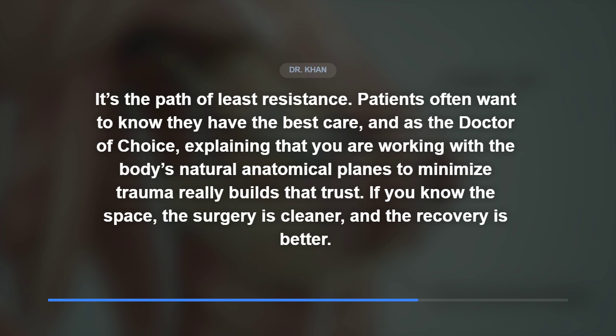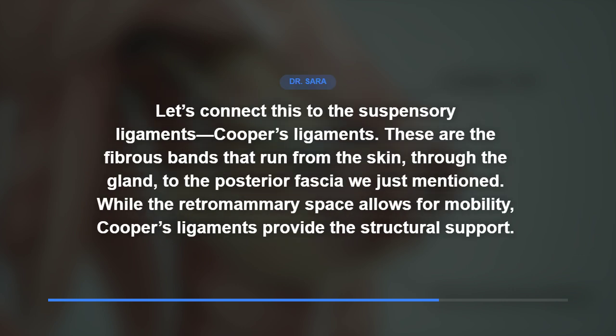Patients often want to know they have the best care, and explaining that you are working with the body's natural anatomical planes to minimize trauma really builds that trust. If you know the space, the surgery is cleaner and the recovery is better.